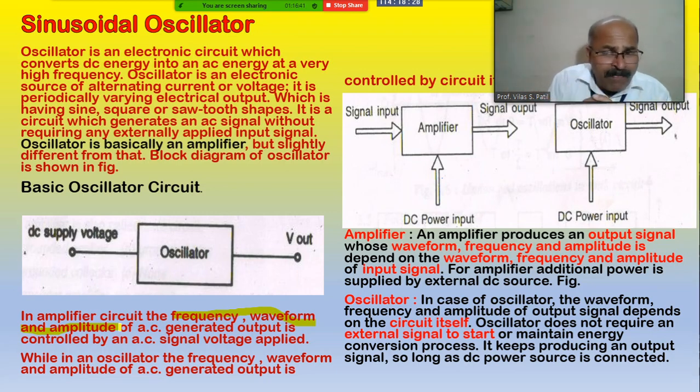In case of amplifier, we are getting the output, and the frequency, waveform and amplitude of the output signal are controlled by the AC signal at the input. हा जो आउटपुट आहे ना, आउटपुट इज कंट्रोल्ड बाय द एसी सिग्नल अप्लाइड. म्हणजे इनपुट वरती डिपेंडंट असतो.